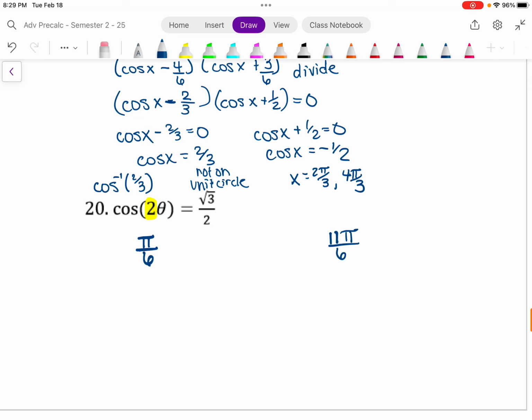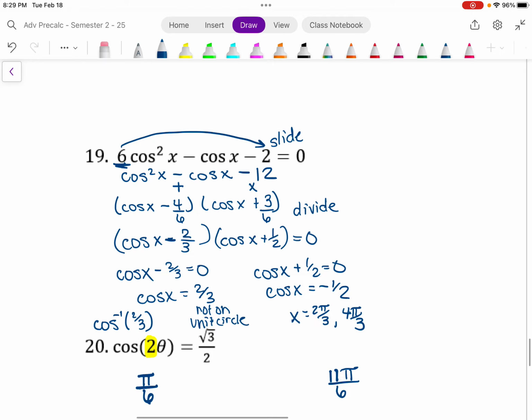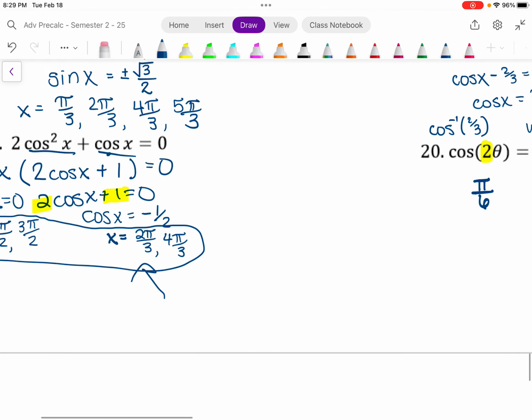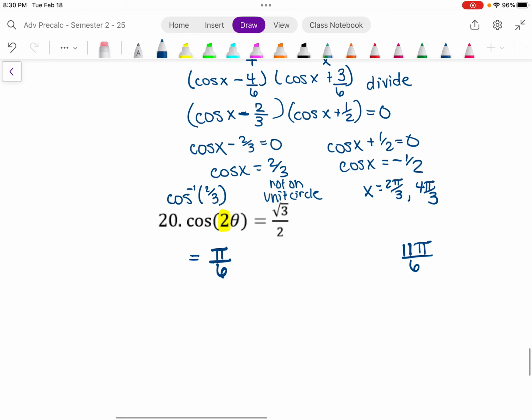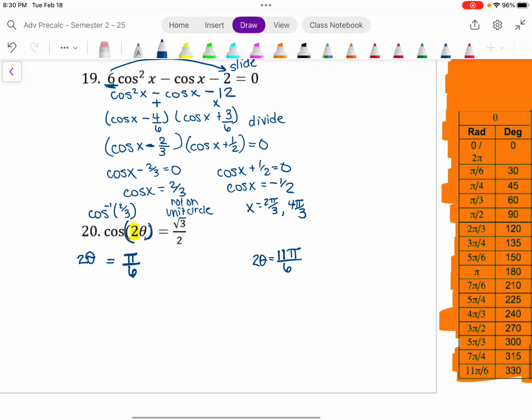Okay, now in all of the other examples, we went ahead and did x equals, and that's because x was by itself. Here, we're actually going to put 2 theta equals. Okay, the next thing we're going to do is add 2 pi in, because what that means is those 2 places repeat every time we go around a circle. And then I'm going to get theta by itself, and I'm going to do that by multiplying everything by 1/2.